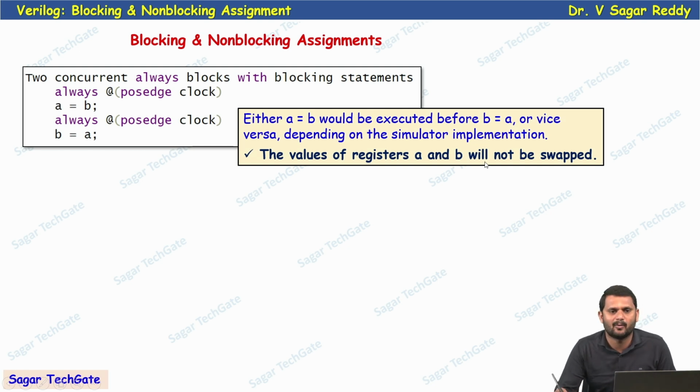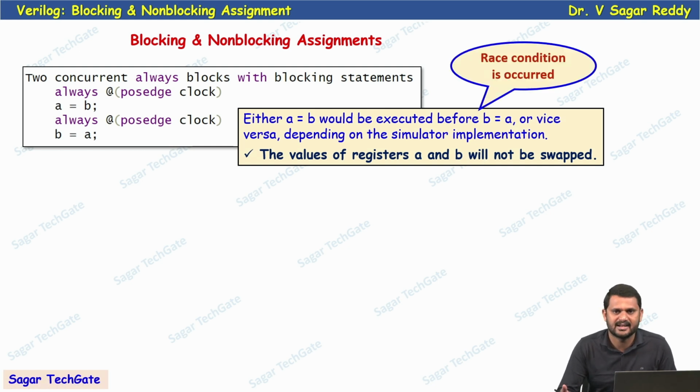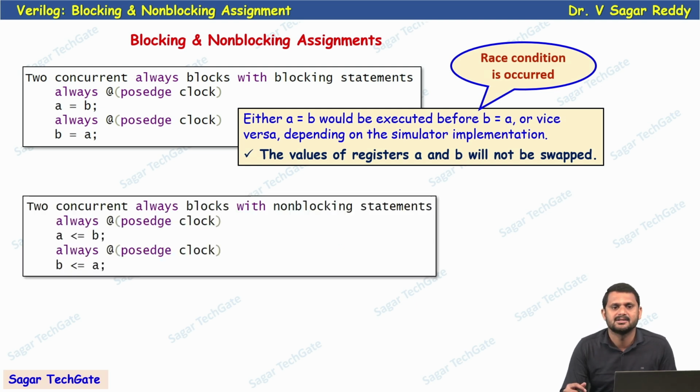So how do I solve this problem? This is known as a race condition. How do I avoid this race condition? Simply by using non-blocking statements. So here, two concurrent always blocks with non-blocking statements: always @(posedge clock) A <= B, always @(posedge clock) B <= A.